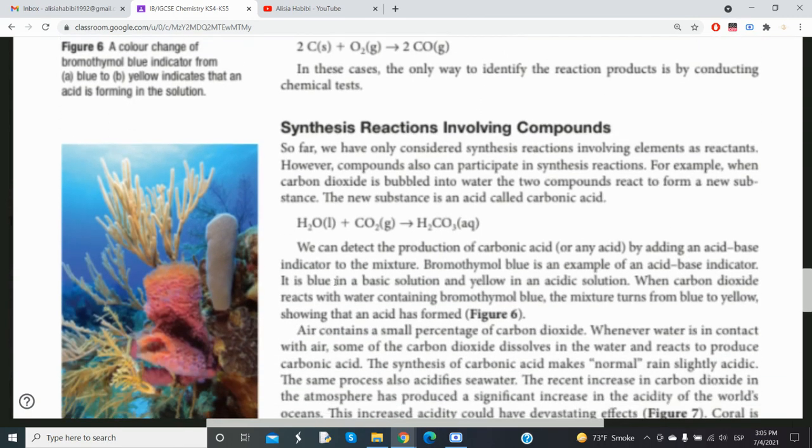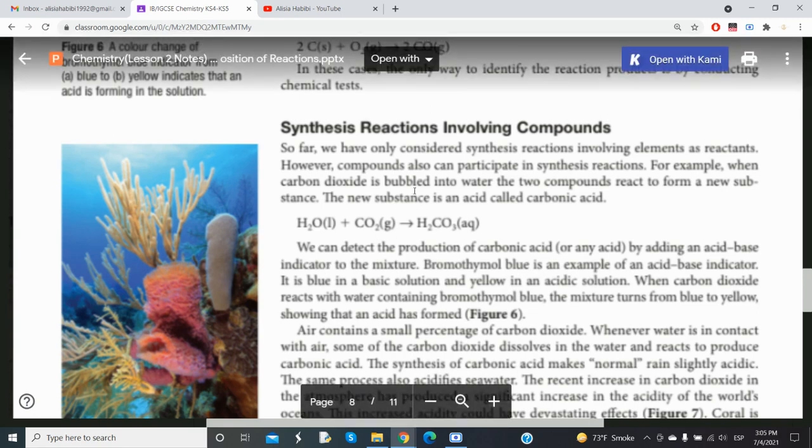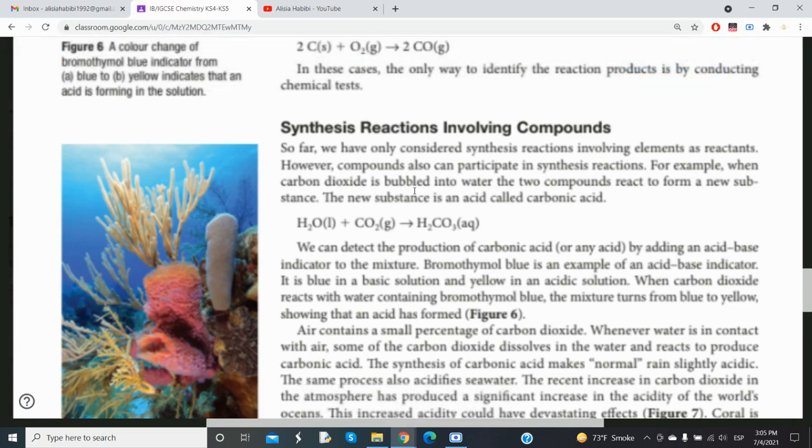Synthesis reactions involving compounds. We also have synthesis reactions that involve compounds, which means when 2 compounds react together to produce a new compound or new substance. Here's an example. When carbon dioxide is bubbled into water, the 2 compounds react to form a new substance, which we call carbonic acid, and you can see this as H2CO3, which is aqueous. As you can see, water is represented as a liquid and carbon dioxide as a gas, and they produce this new compound called carbonic acid.